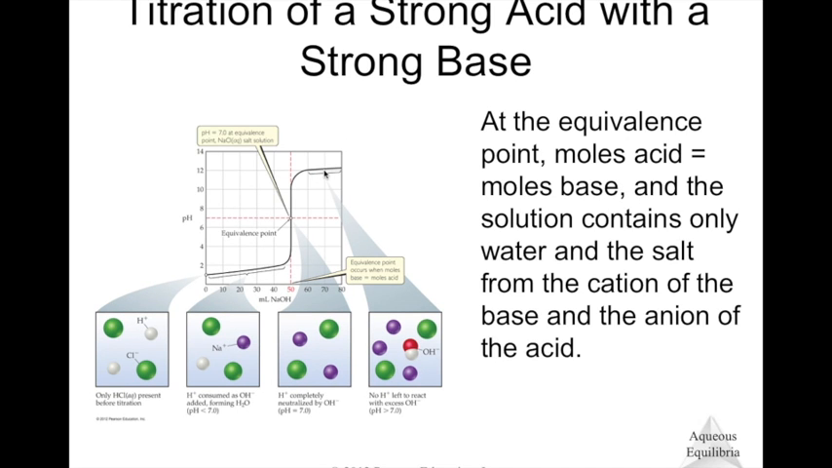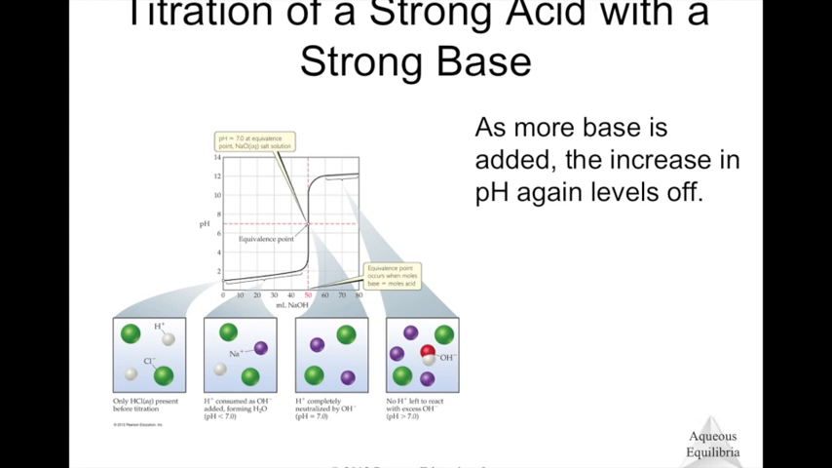And then at the equivalence point, your moles of acid equals your moles of base. And so at that exact point, you just have water and then the salt from the cation of the base and the anion of the acid. And then as you add more base, it's the same as the other side of the equivalence point. The pH is going to level off again and slowly increase. So that's fairly standard. And then your equivalence point is just pretty much what you've always been told. Equivalence point is 7. Acid plus a base gives you water and a salt. So hydrochloric acid plus sodium hydroxide at that equivalence point, the pH is 7, and you've got salt water.